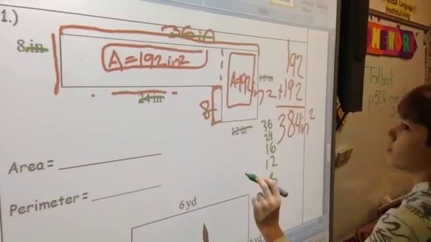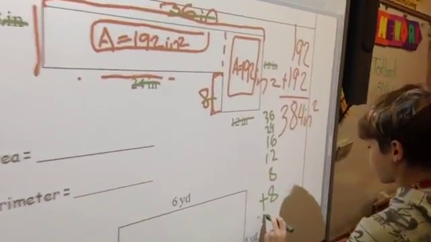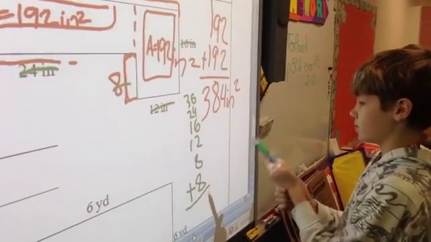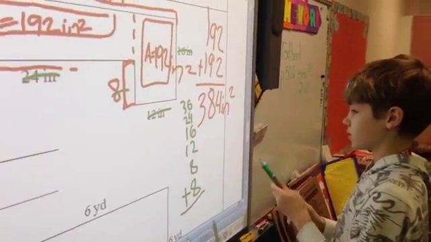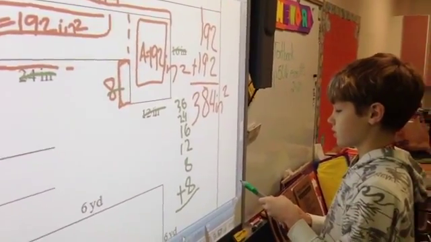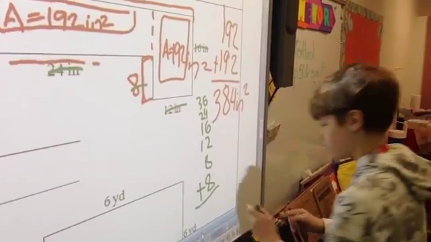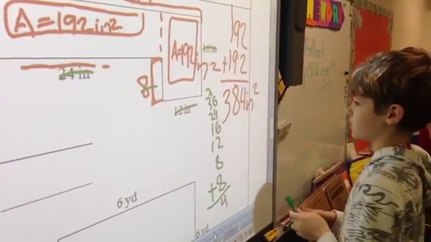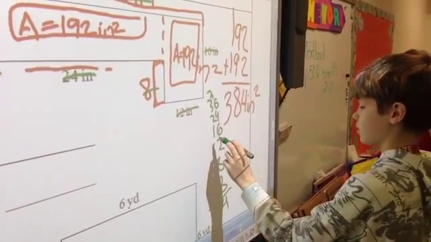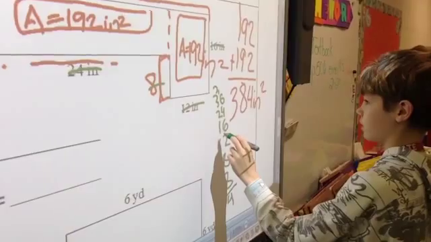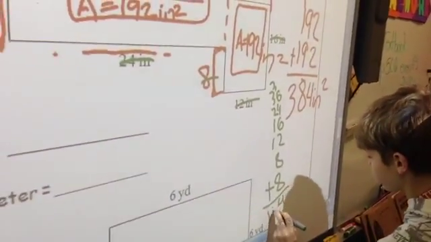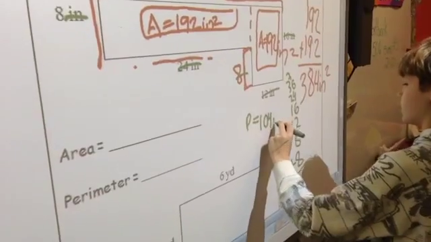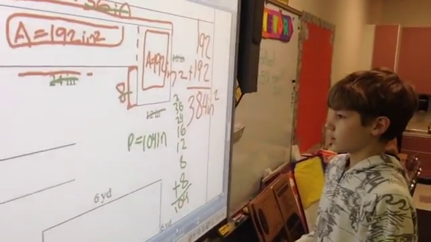I believe those are all the numbers we need. So let's go ahead and add them. 8 plus 8 is 16, plus 16 is 32... all together, P equals 104 inches. Can you explain why it's not square inches, why it's just plain inches?